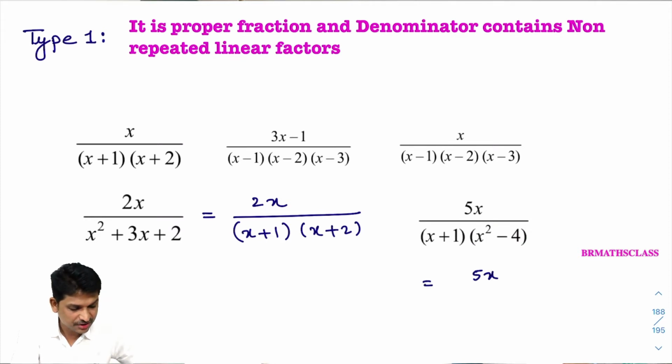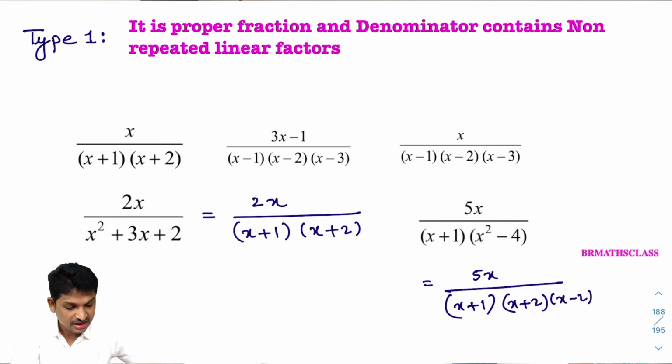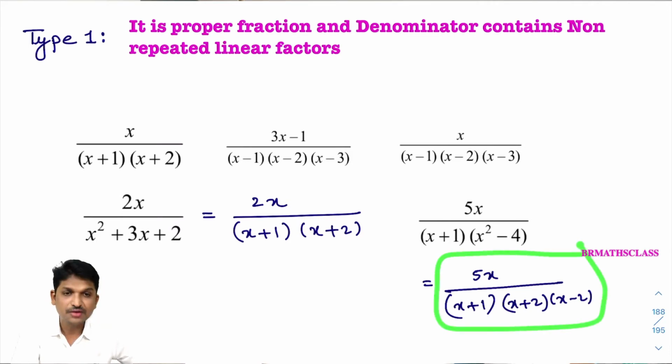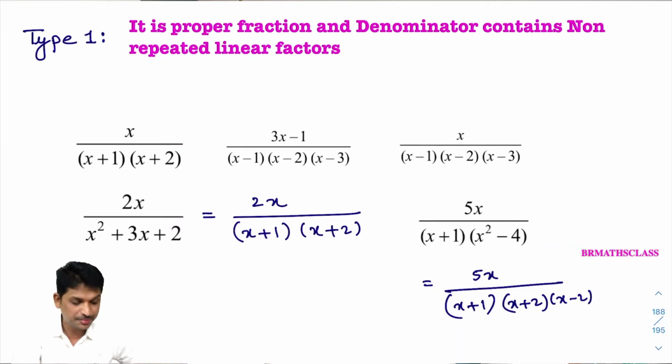This can be written as 5x divided by x plus 1 into x square minus 4. This 4 can be written as 2 square. It is of the form a square minus b square, so the formula is a plus b into a minus b. So this can be written as x plus 2 into x minus 2. I hope you are understanding. Now observe, it is a proper rational function and denominator contains non-repeated linear factors. x plus 1 not repeated anywhere, x plus 2 not repeated anywhere, x minus 2 also not repeated anywhere.